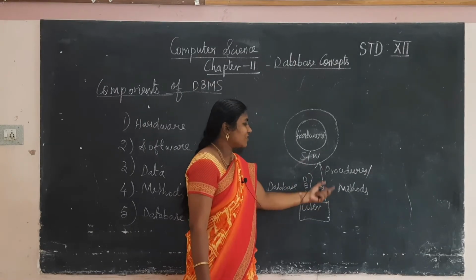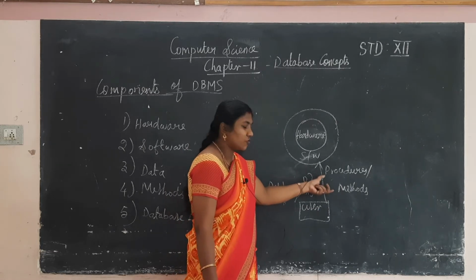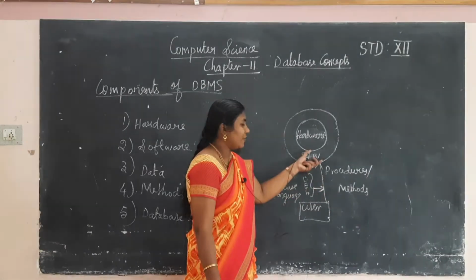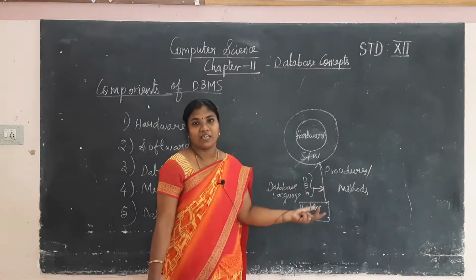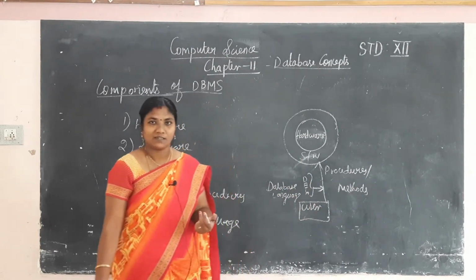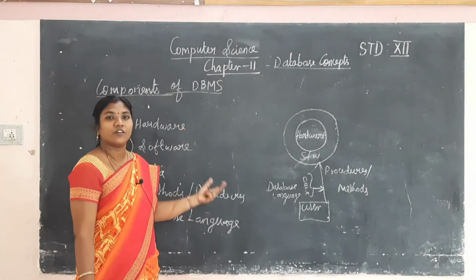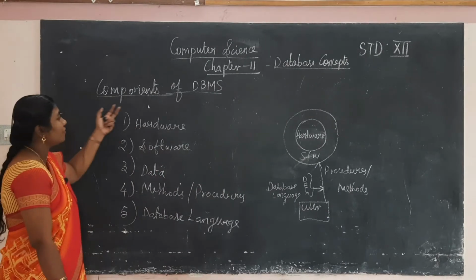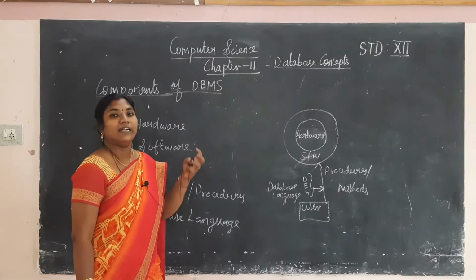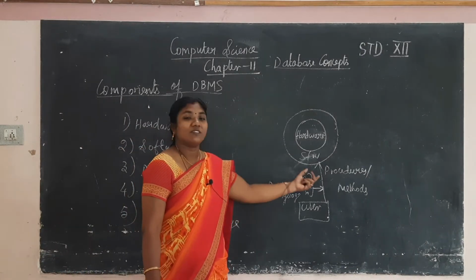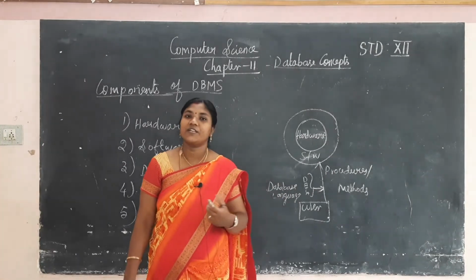So user can use procedures or methods. So with the help of database language, data are accessed into the procedures or methods and they are given into the software. So it will perform the methods and procedures, the statements we have given, and it will manipulate it, right. So this is the picture of how the components of DBMS happen. Okay. So these are the 5 components of DBMS. What are they? Hardware, software, data, and then procedures or methods, and the last one is the database language. Clear, students? Okay.